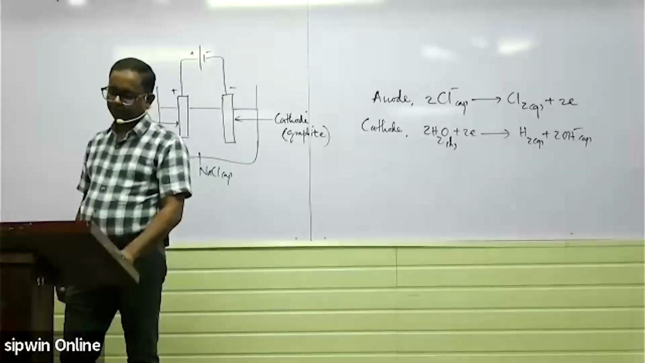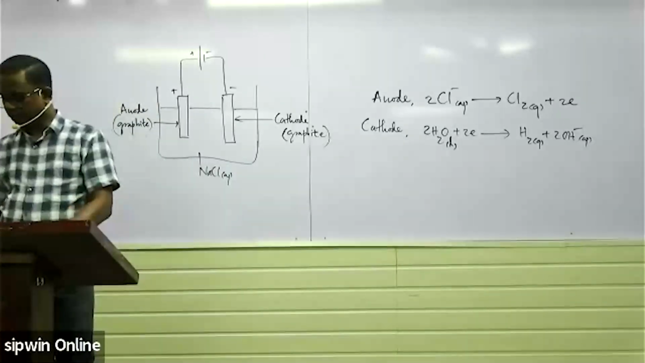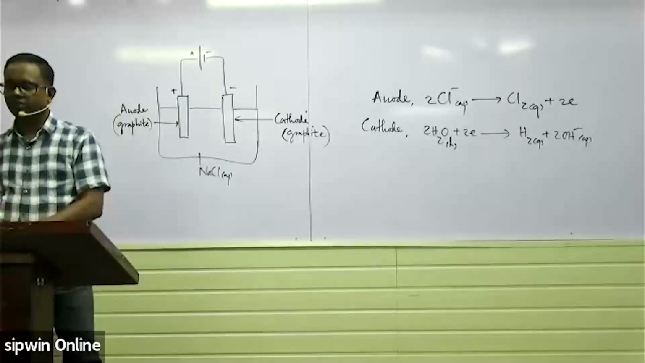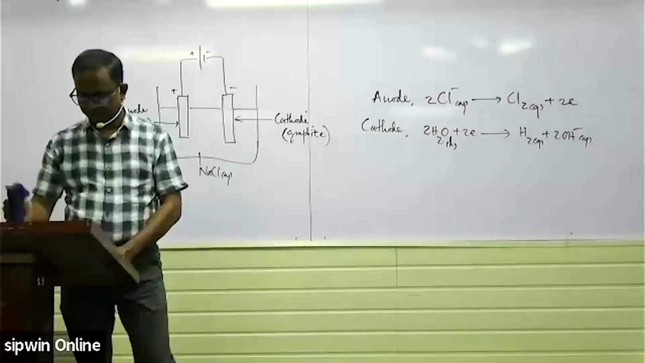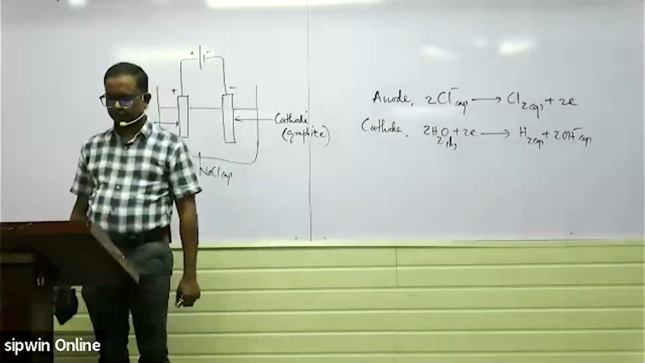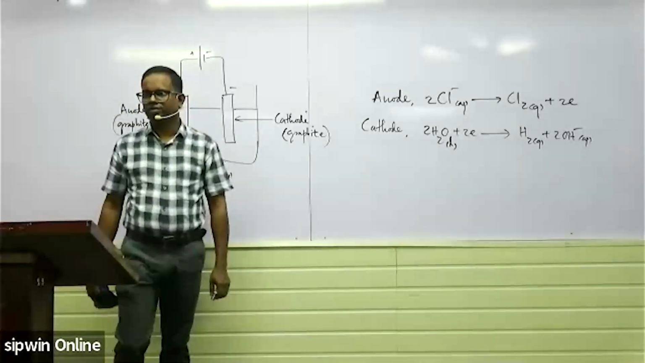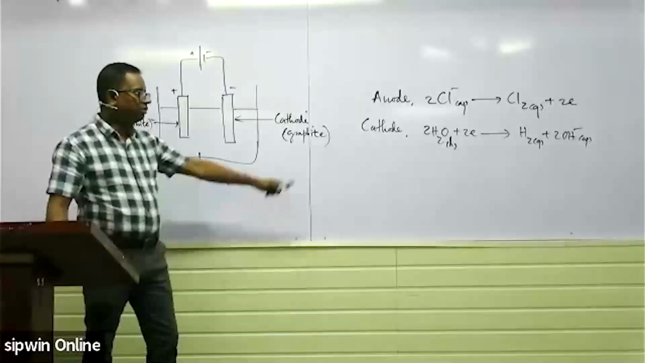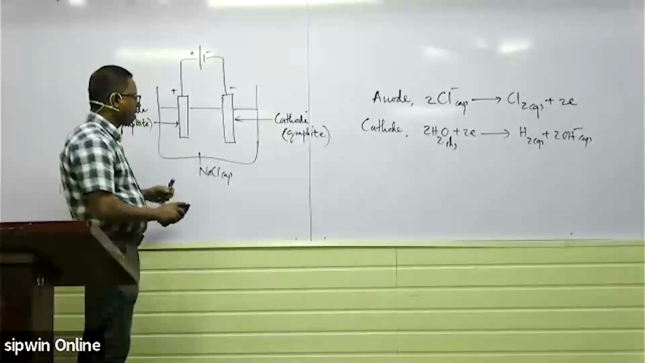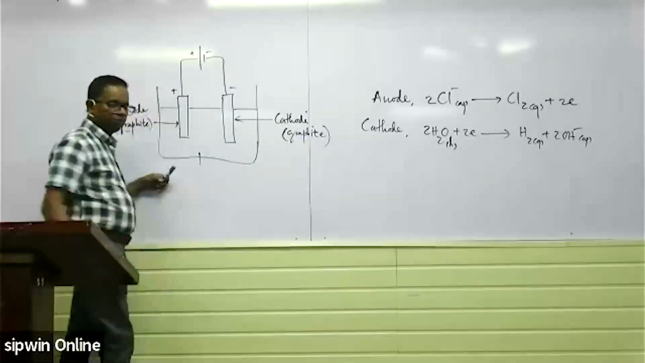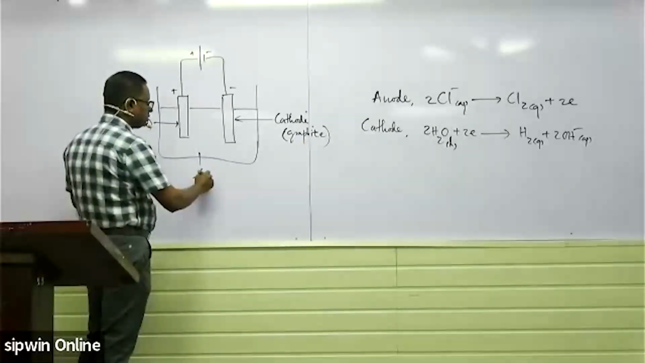Next topic. Electrolysis of molten sodium chloride, meaning fused sodium chloride. That is the method we use to extract sodium. Here, fused sodium chloride.